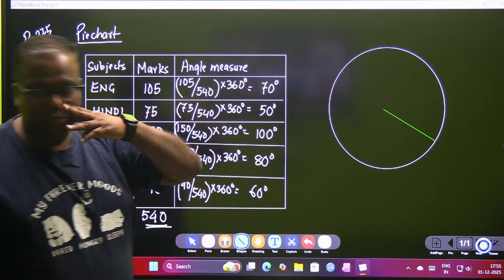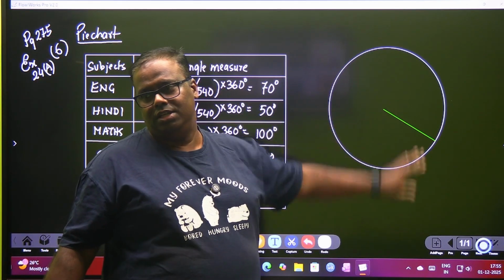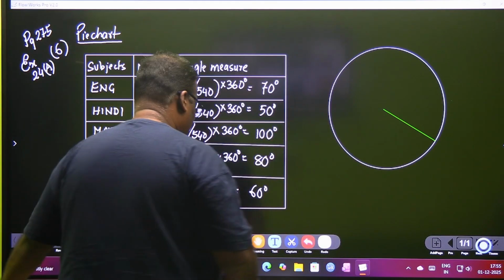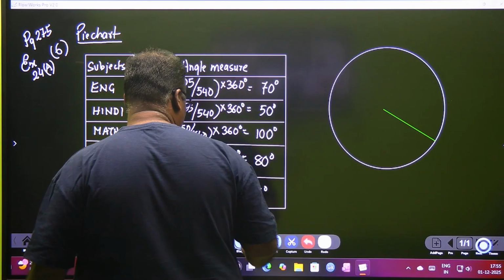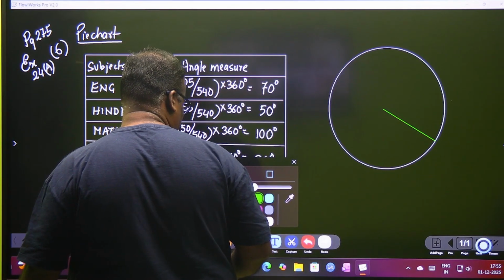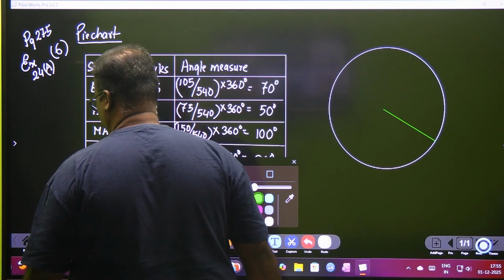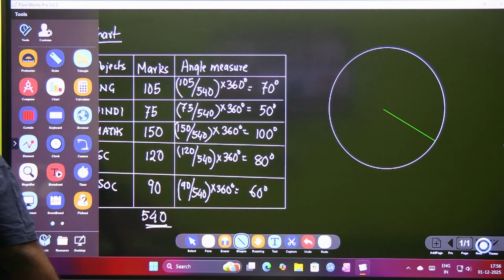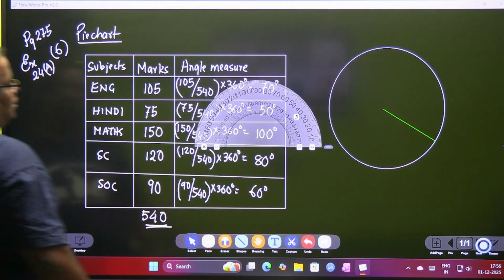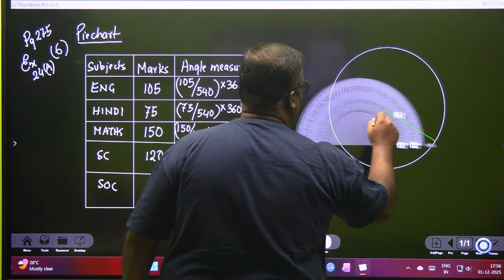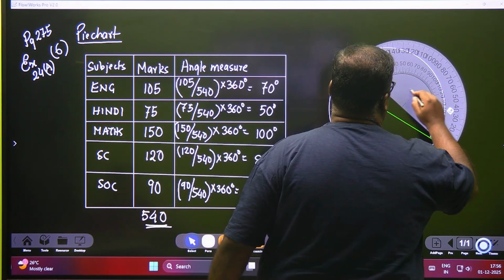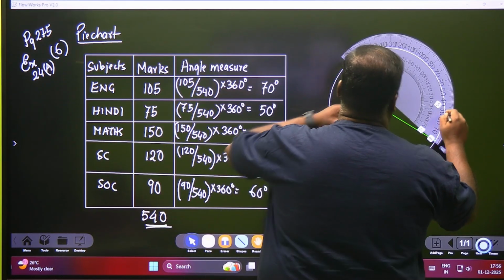Okay, so make this as the base. Take your protractor, and how much will you measure? The first one is 70 degrees. I don't know whether this software has a protractor or not, but you can start with your protractors. We have a set square, compass, and a protractor too. So how much? 70 degrees.